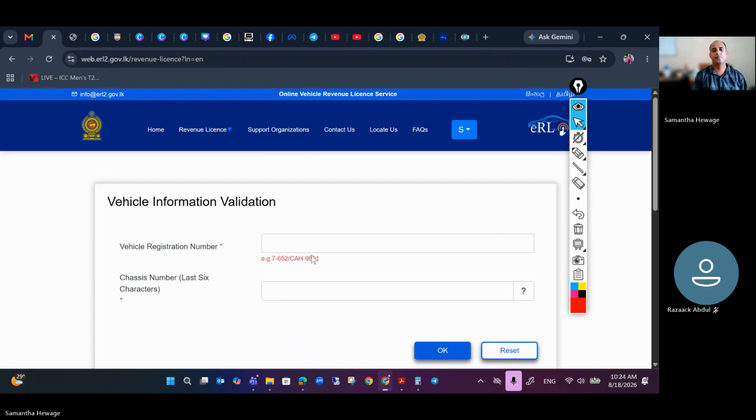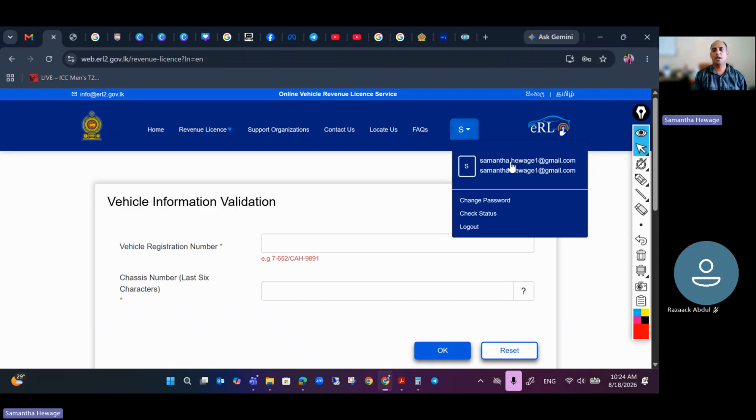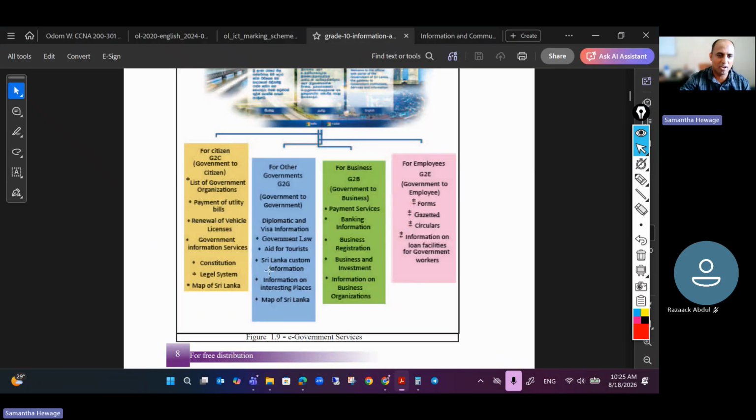See, now they are asking for registration. Now I have logged in. Now this is my account. See, my name is there. So this is the kind of service. I am a citizen. I want to renew my license. Renew, right? So revenue license. I can update my revenue license. Renewal of revenue license. So this is one government to citizen service, right? I just want to show you. So that is one.